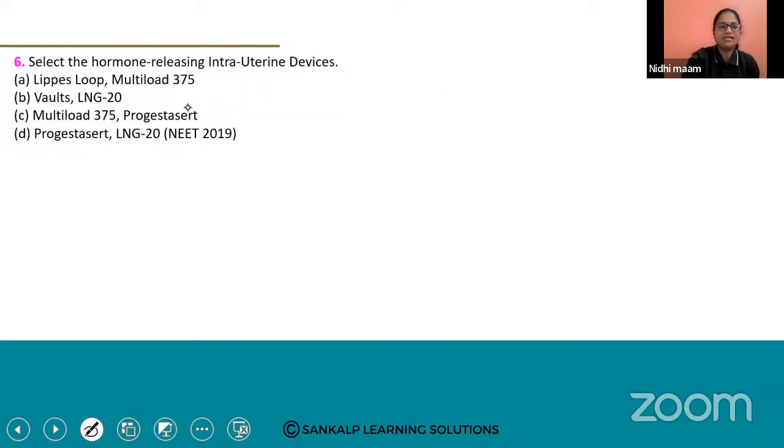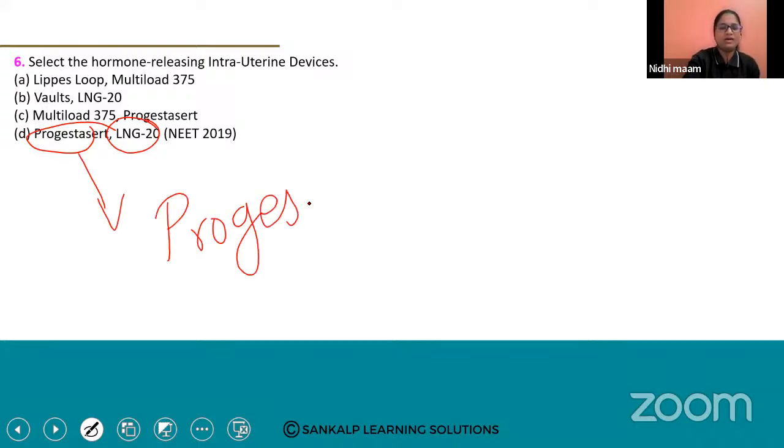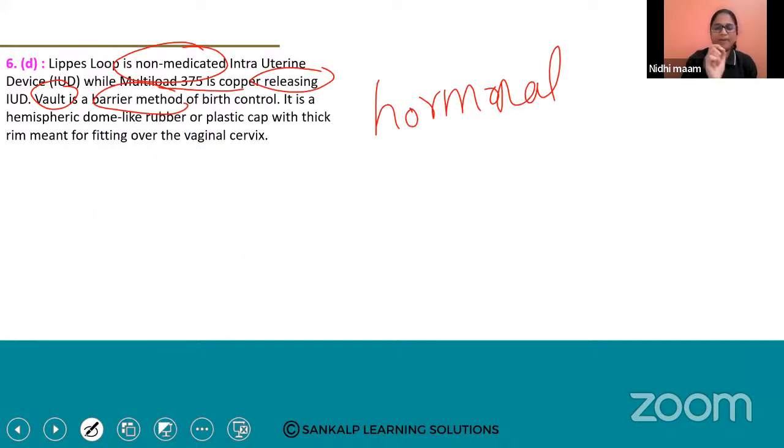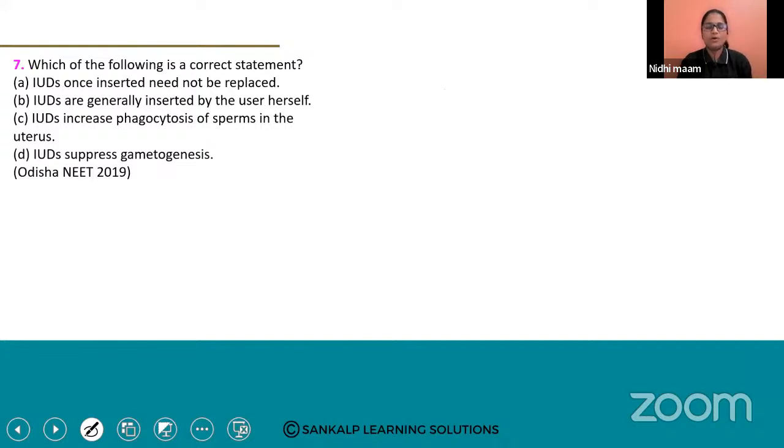So the remaining is what here? Progestasert and LNG 20. Progestasert will release progesterone, sometimes in combination with estrogen. LNG 20. So these two act as what? Hormone releasing intrauterine devices. Multiload is a copper releasing IUD. Okay, let us proceed to the next question.